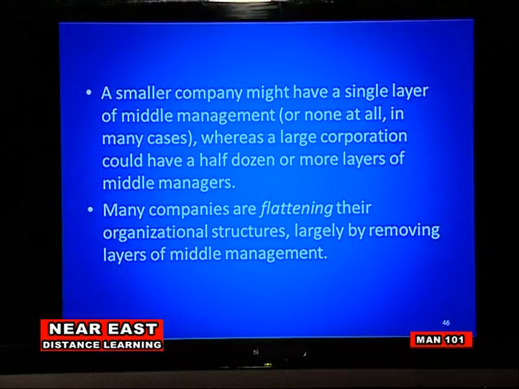A smaller company might have a single layer of middle management or none at all in many cases, whereas a large corporation could have half a dozen or more layers of middle managers. Many companies are flattening their organizational structures largely by removing layers of middle management.